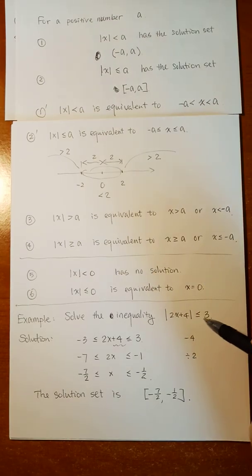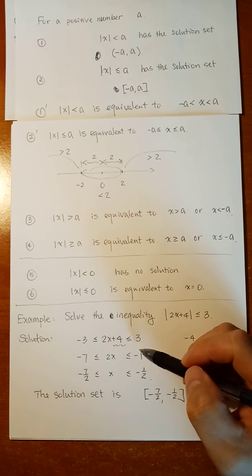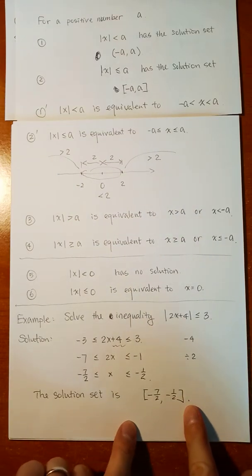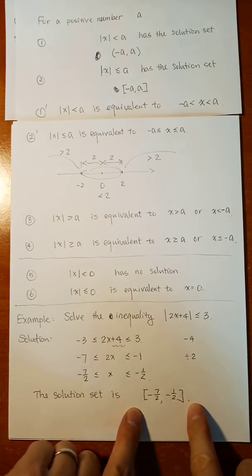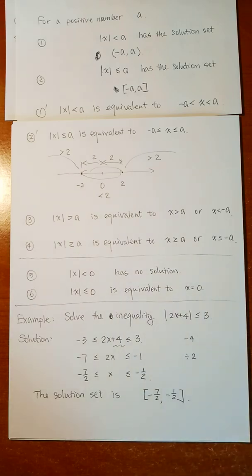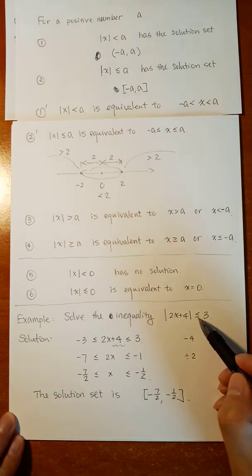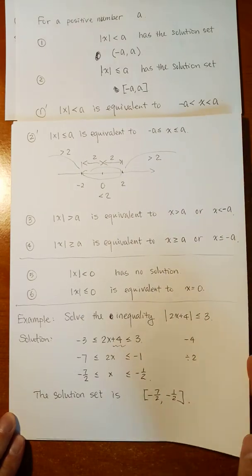So absolute value less than a quantity is equivalent to a combined inequality, and a combined inequality will give you an interval, open or closed, just one interval. It's a closed interval because you have an equal sign. If there's no equal sign, you're supposed to get an open interval.